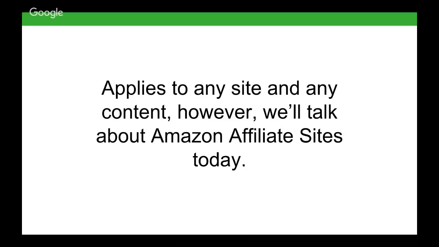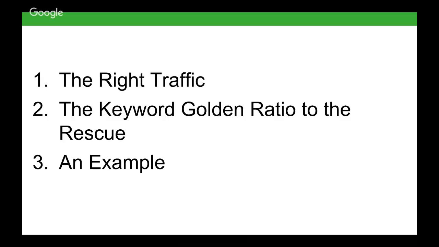So again, this is all about improving conversions, and we'll just jump right into it and say that this will apply to really any type of site in any kind of content, but we'll really be focusing on Amazon affiliate sites. That's where I have some specific data and results that I can share. And in fact, I'll show you some specific results that I've been able to show prove that this works. Overall, we're going to talk about getting the right traffic. We'll talk about the keyword golden ratio specifically, and give a couple quick examples.